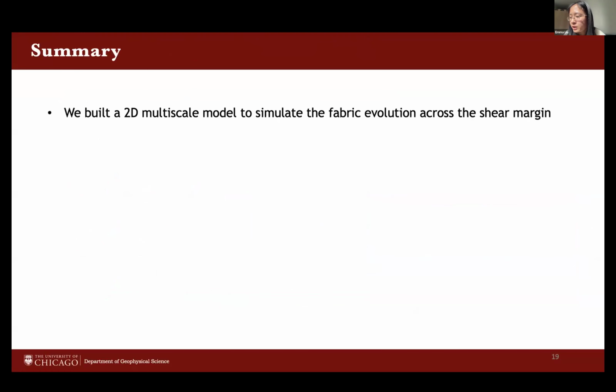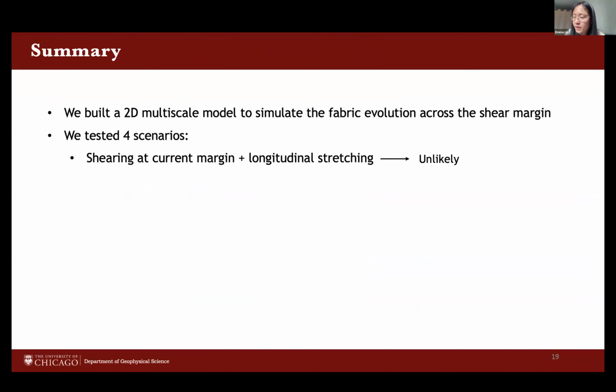So to summarize, we observed some heterogeneous fabric pattern across the eastern shear margin of Thwaites, including some strong fabric signal inside the ice stream. And then we hypothesized that this fabric anomaly could be due to a past shear margin. We tested 4 scenarios and we find a static shear margin at its current day location plus some longitudinal stretching is unlikely to explain the fabric anomaly that we saw.